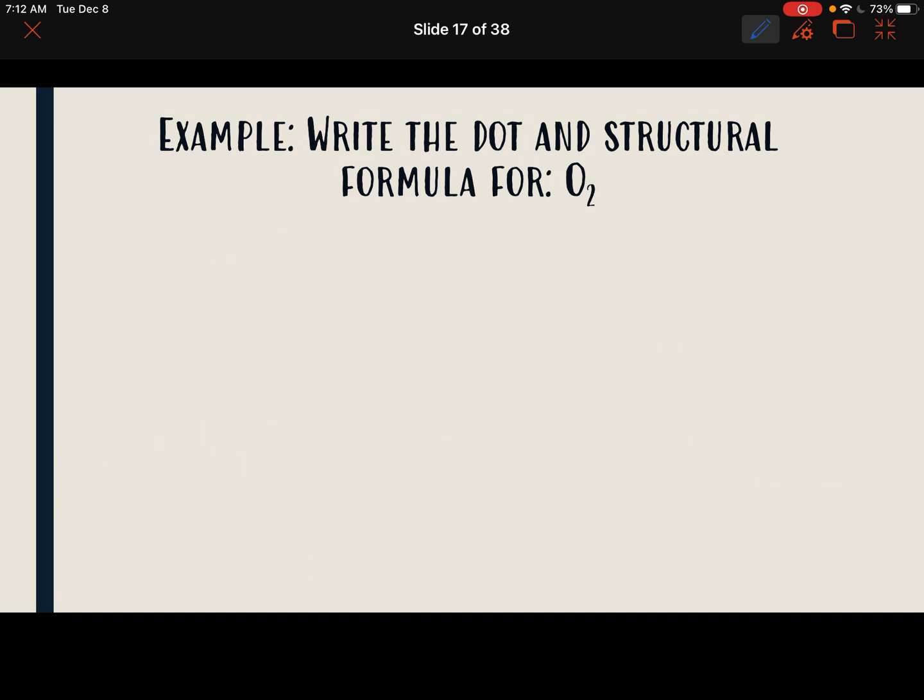Now let's look at this next example. We have O2, so we need to determine the valence electrons and bonds it needs to make. Oxygen has 6 valence electrons and it needs to make 2 bonds. Now this 2 here means that I have 2 oxygens. Anytime it has that subscript, make sure you draw that many of that element. So we have 2 oxygens.